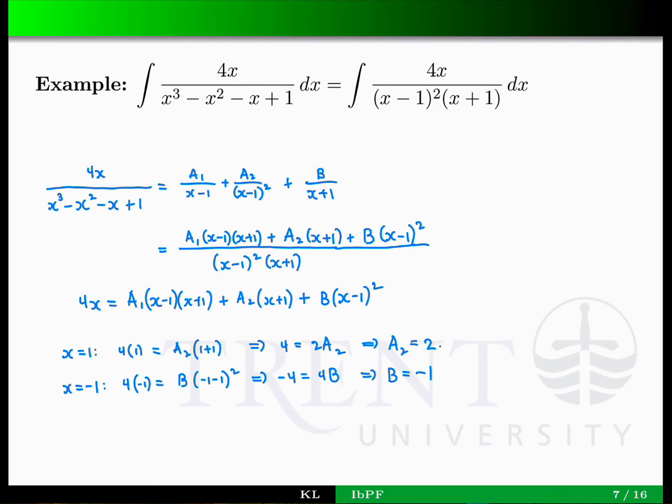You can actually, from the very beginning here, use other values of x that are not zeros of the denominator. We are only using the zeros of the denominator because it simplifies our solution. So anyway, to solve for a1, we again let x be equal to another number.